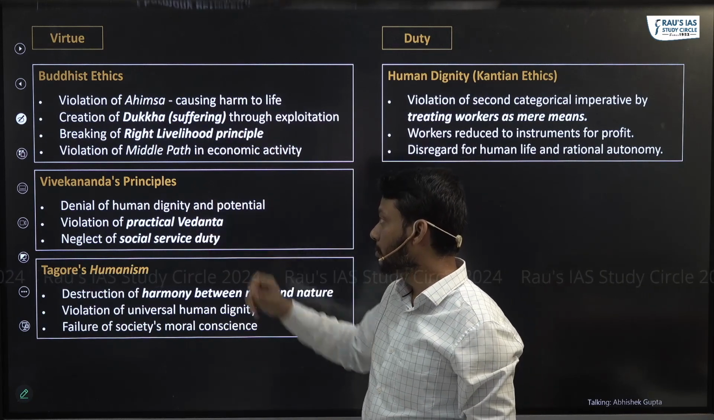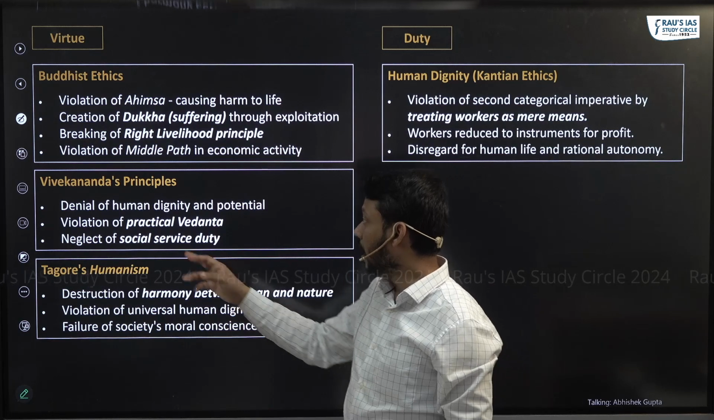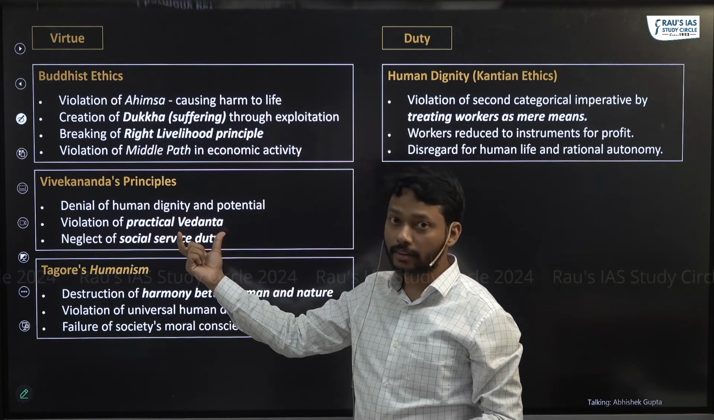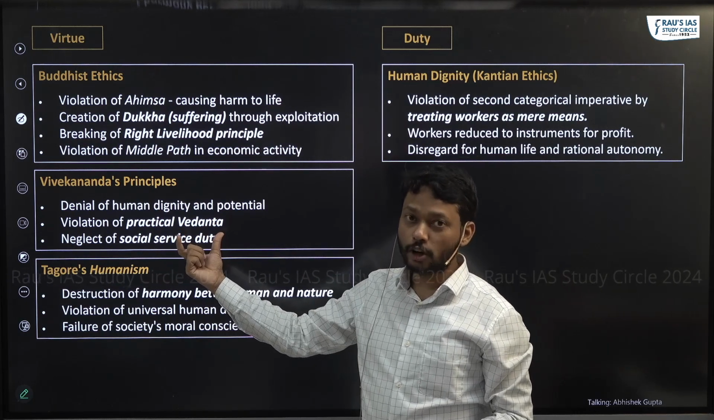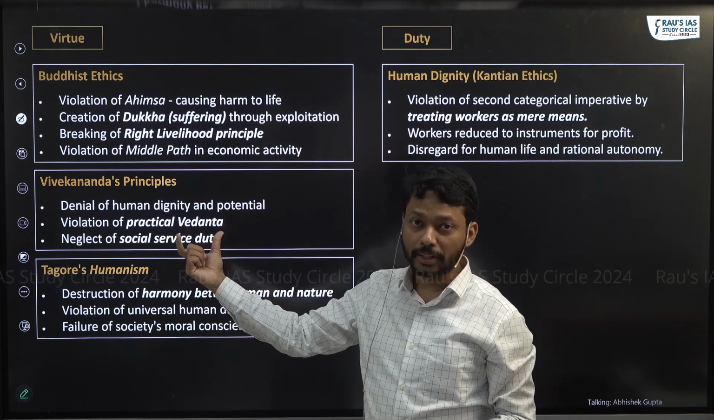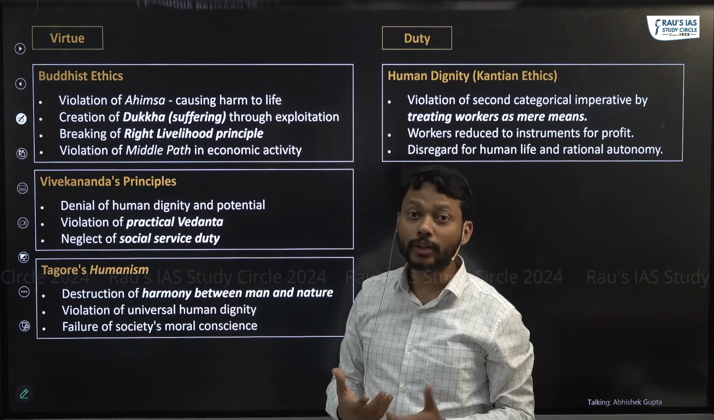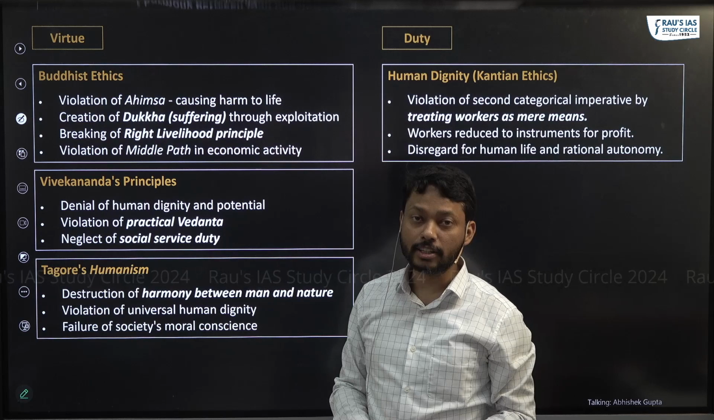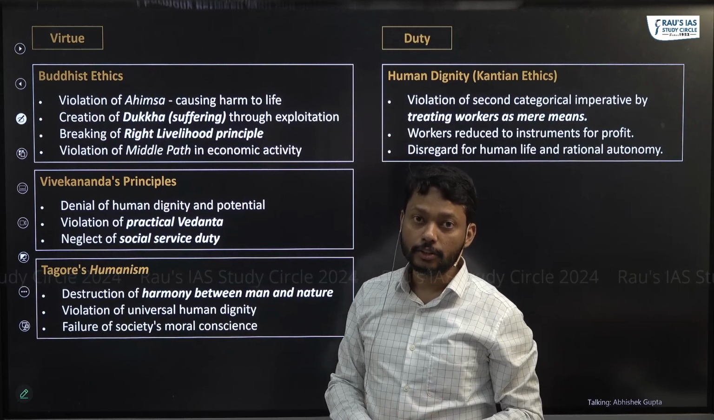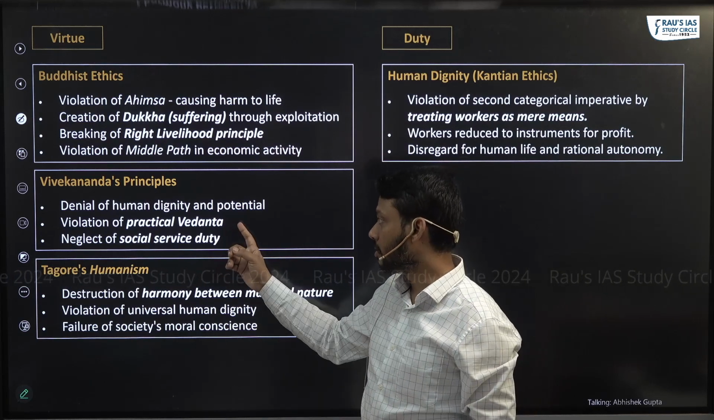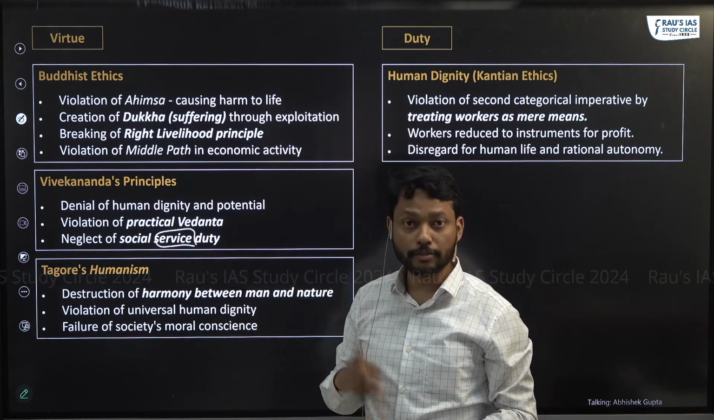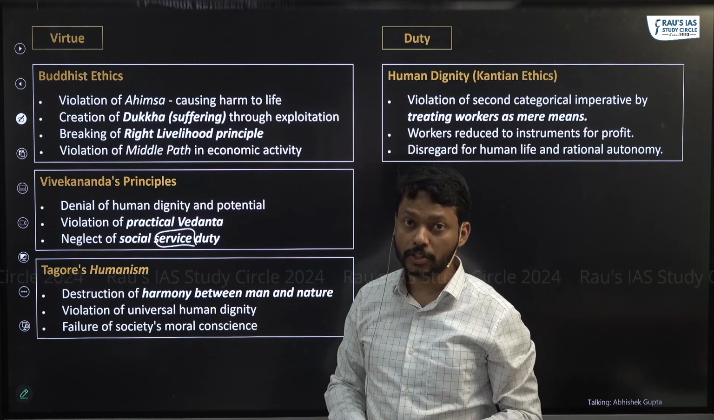If you look from the principle of Swami Vivekananda, the idea of human dignity should not be violated. Practical Vedanta. He did talk about implementation of ethics, but in a way which is prudent. And environmental degradation and threat to human life is not a prudent way to apply ethics. He talked about social service. Service to man is service to God. You know the famous quote of Swamiji.